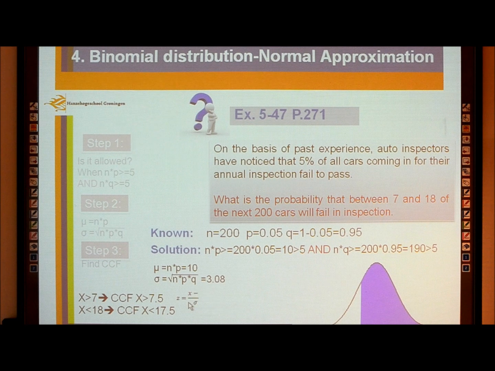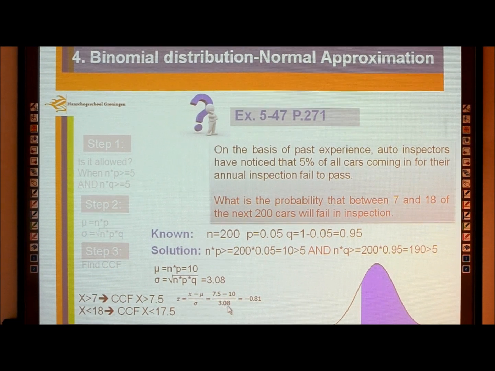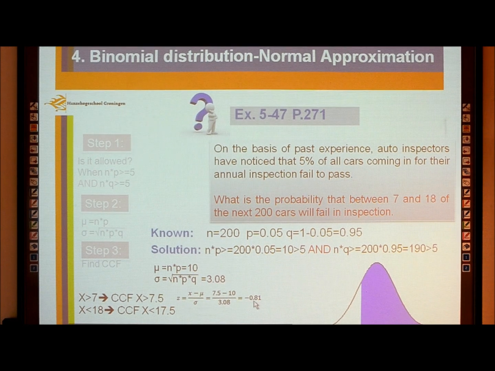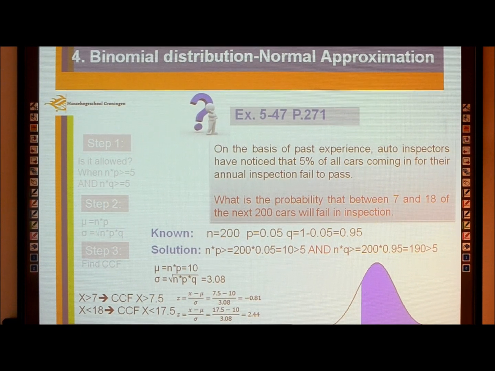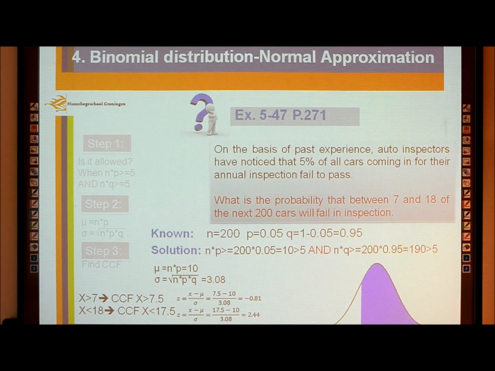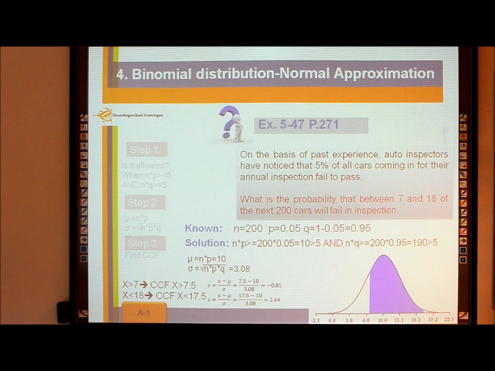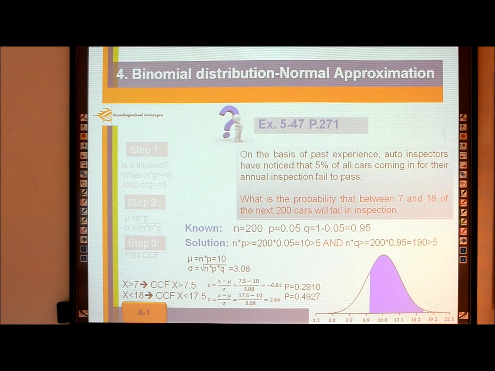Visualize it, and you can find the first z-score comes from the value 7.5, which is the CCF you have just selected, minus mu, which is 10, divided by the standard deviation, 3.08, and you get minus 0.81. This is a negative number because it is less than the mean. And the second z-score is 17.5 minus 10 divided by the standard deviation. Then you get a z-score of 2.44. You check table A1, and then you get the probability for each z-score.